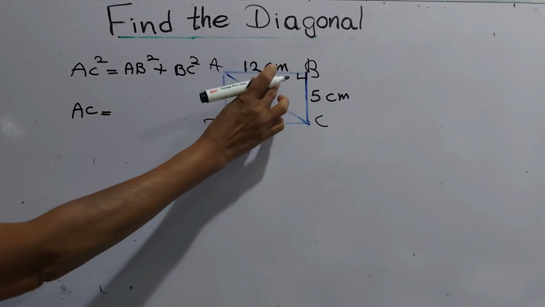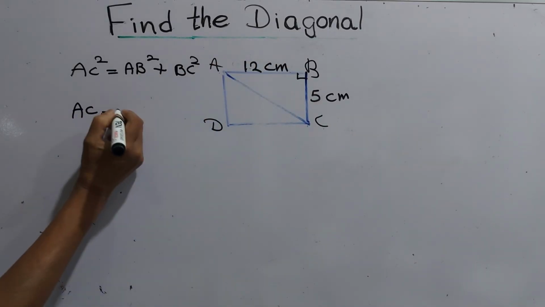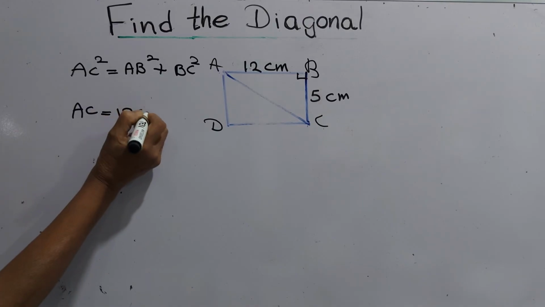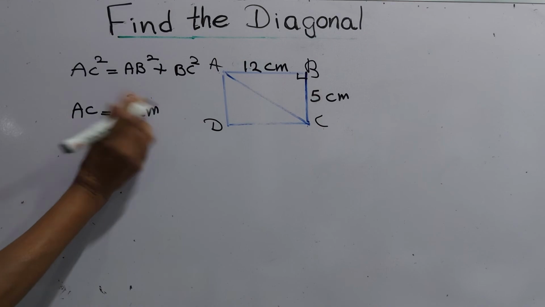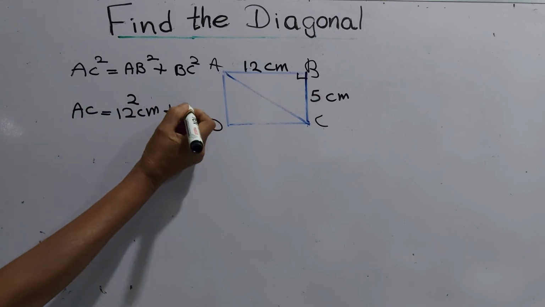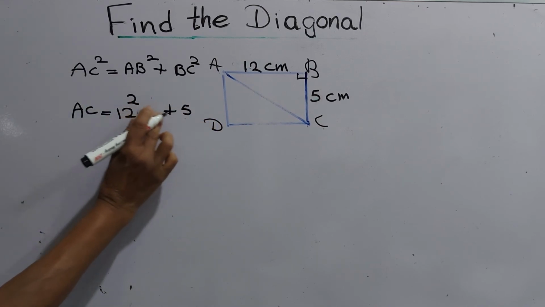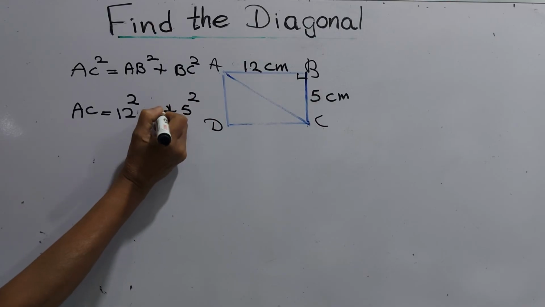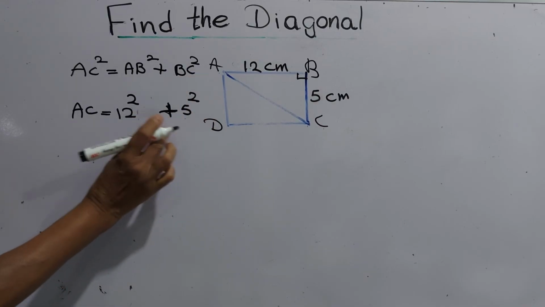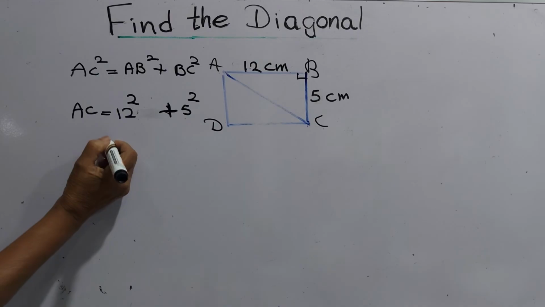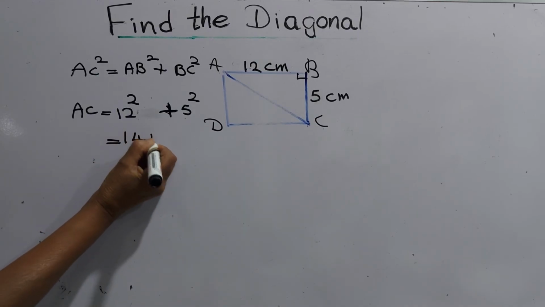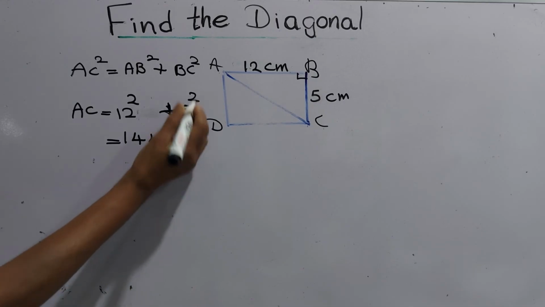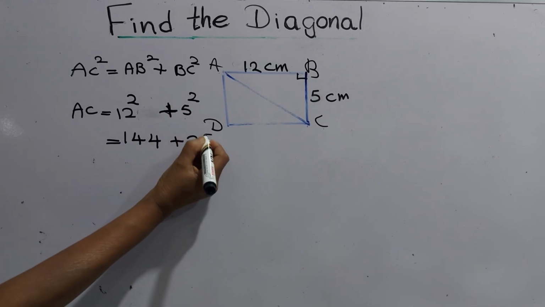We already know the value of AB, that is 12 centimeters, that is 12 squared, plus BC, 5 centimeters, that is 5 squared. 12 squared means 12 into 12, that is 144, plus 5 squared means 25.